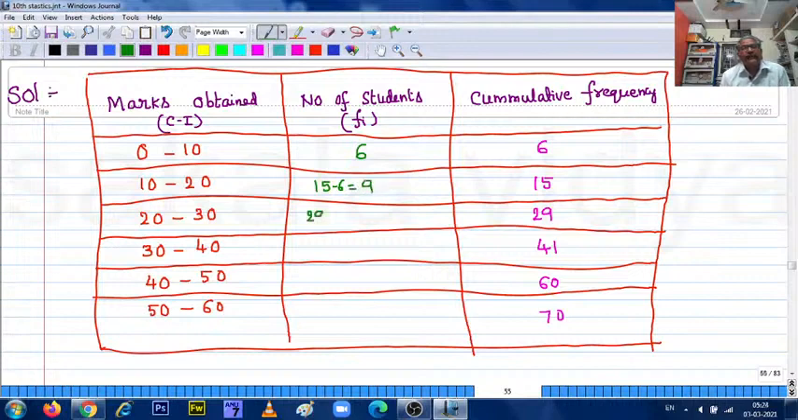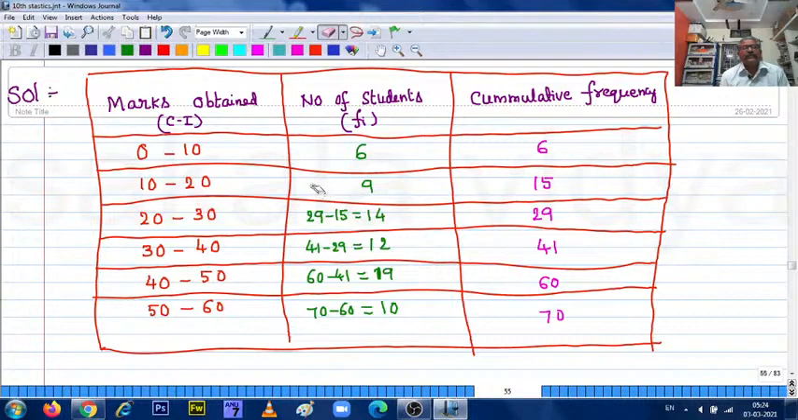29 minus 15 is equal to 14. 41 minus 29 is equal to 12. Next 60 minus 41 equals 19. Next 70 minus 60 will be 10. So 6, 9, 14, 12, 19, 10. So just remove this one.